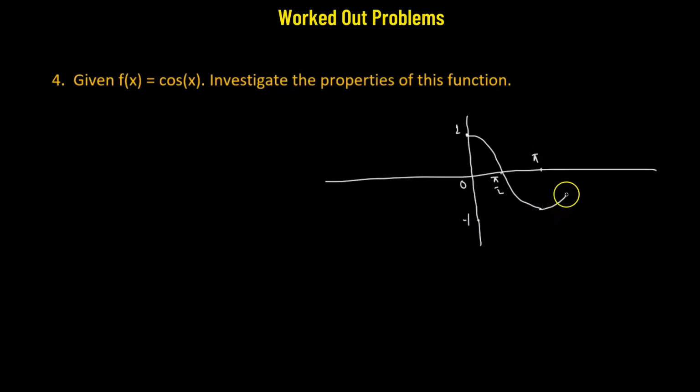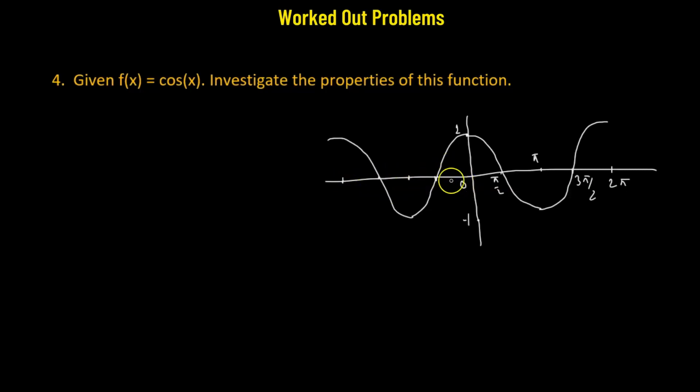Then again, it will start increasing. At 3 pi over 2, again, it will be 0, and then it's going to increase and go to a maximum value of 1 at 2 pi. This is a symmetric function, symmetric about the y-axis. So a cosine function is an even function. The same story goes along the negative axis as well.